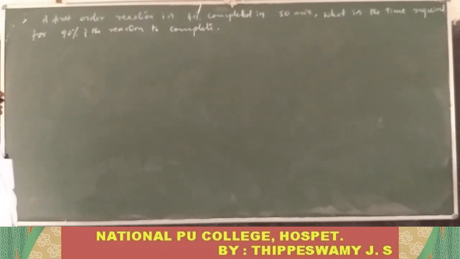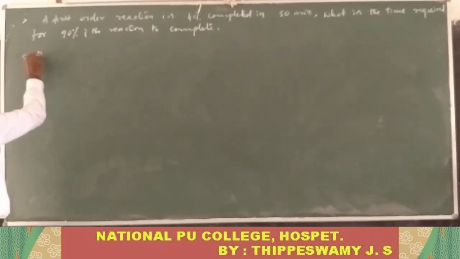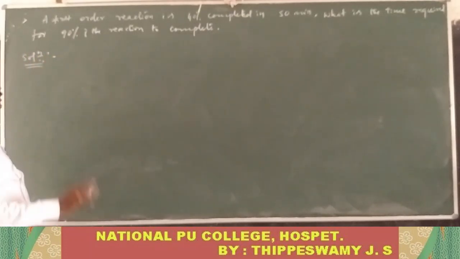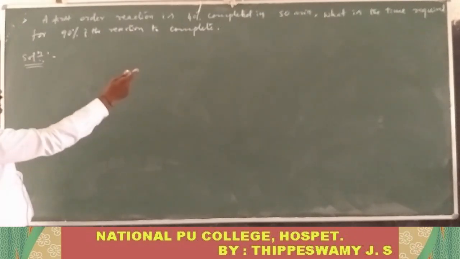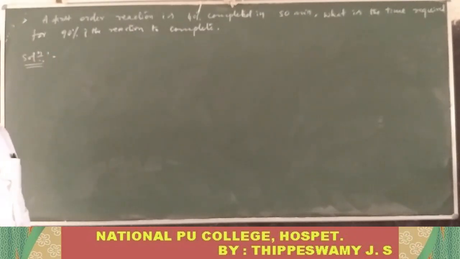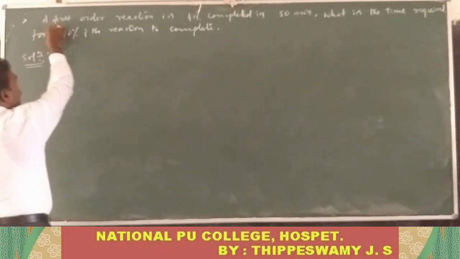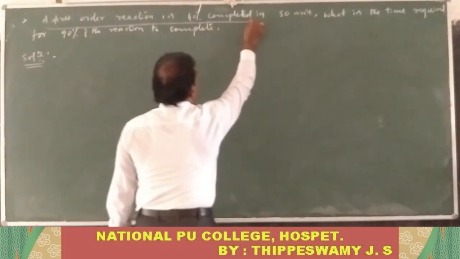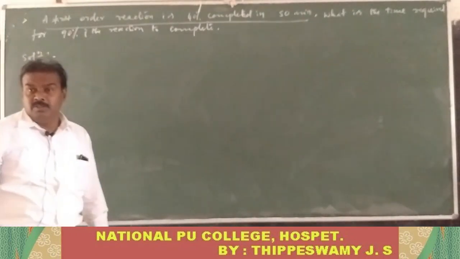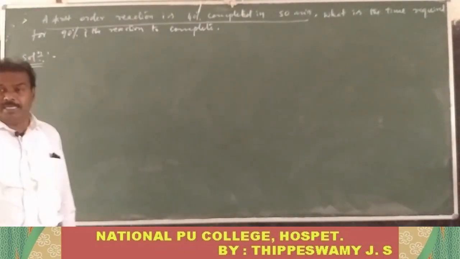Okay, now we will solve this one. It will be completed in 2 steps. Now we will go through the solution of this numerical. Because in order to calculate the time, we need k. What is the time required to complete 90% of the reaction? First of all, using this data: the first order reaction is 40% completed in 50 minutes. Basically, we have to understand that point.